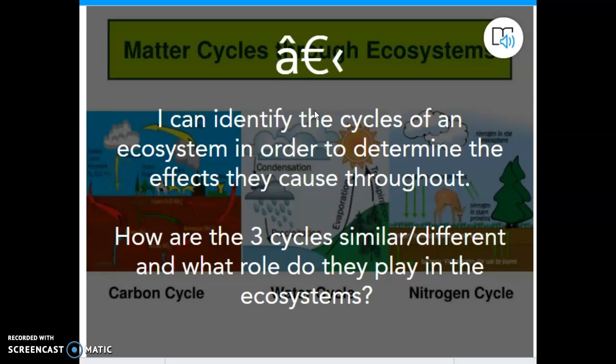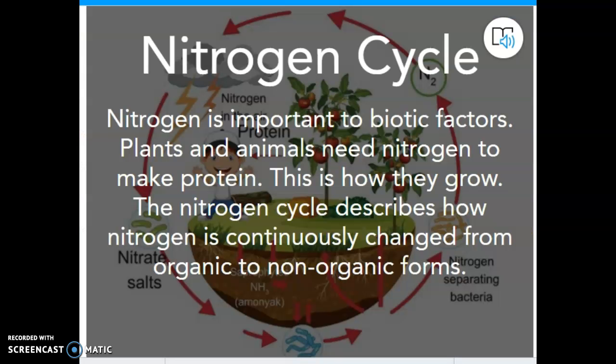So we're going to go over this a lot. And that's fine because it shows up a lot at the end of the year, and it's something that you definitely need to have a full grasp of before we move on. And you've already been taught it a little bit in 3rd grade. So let's move forward. The nitrogen cycle.